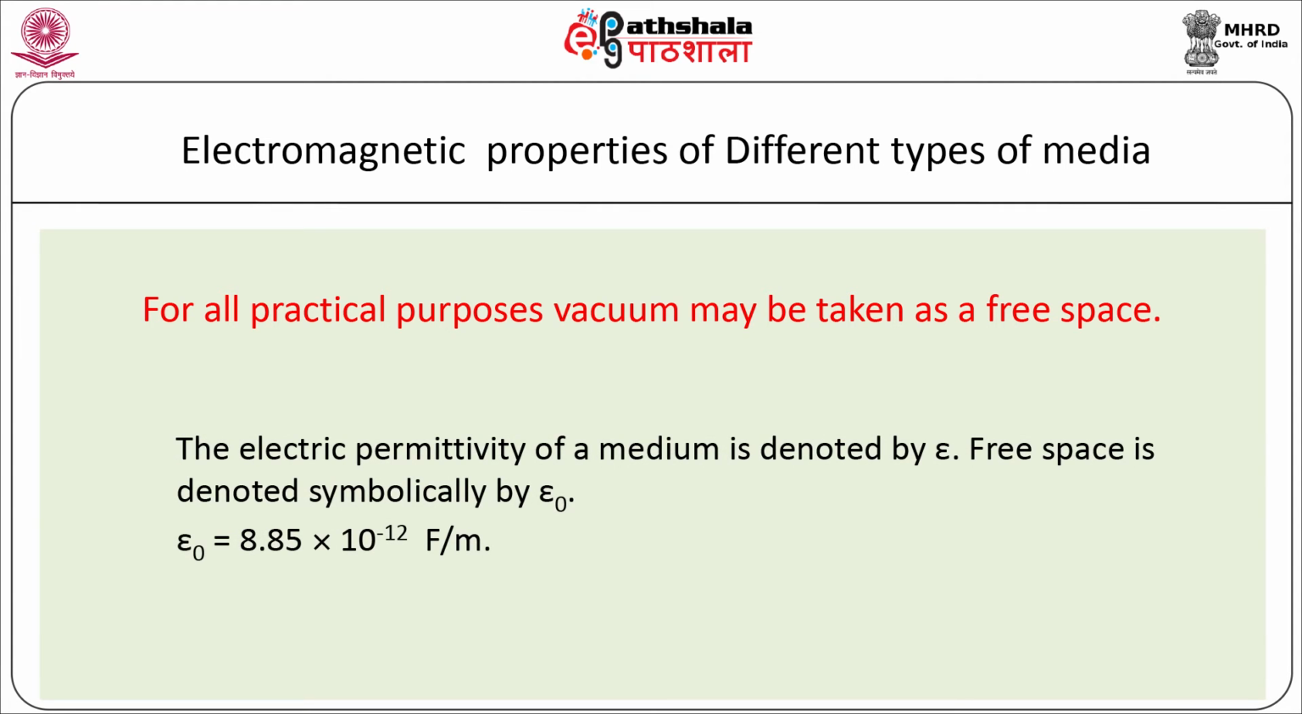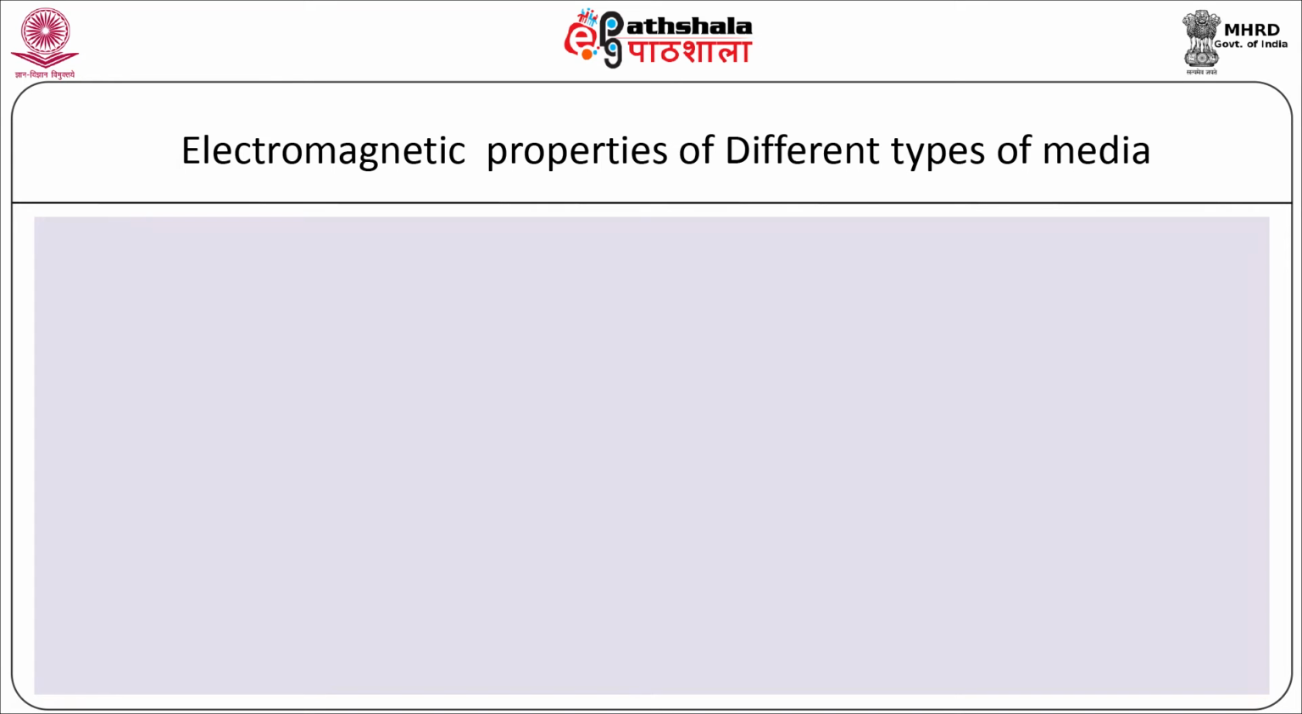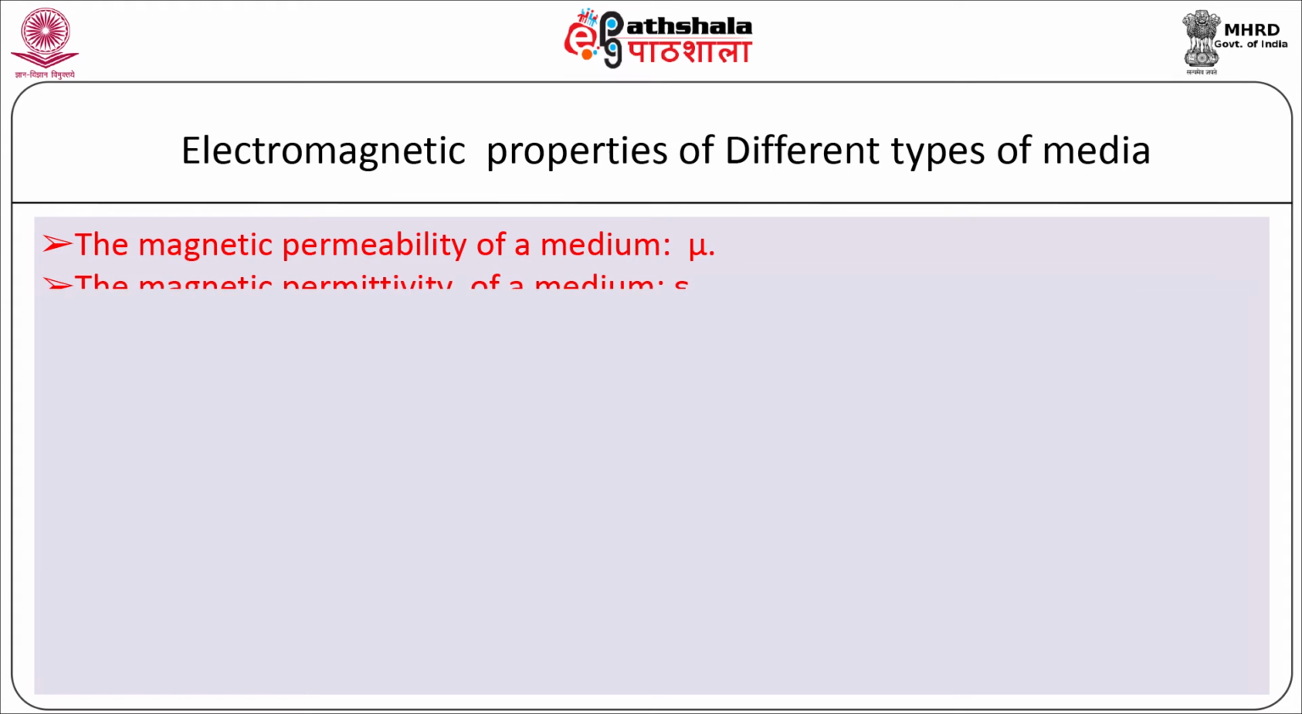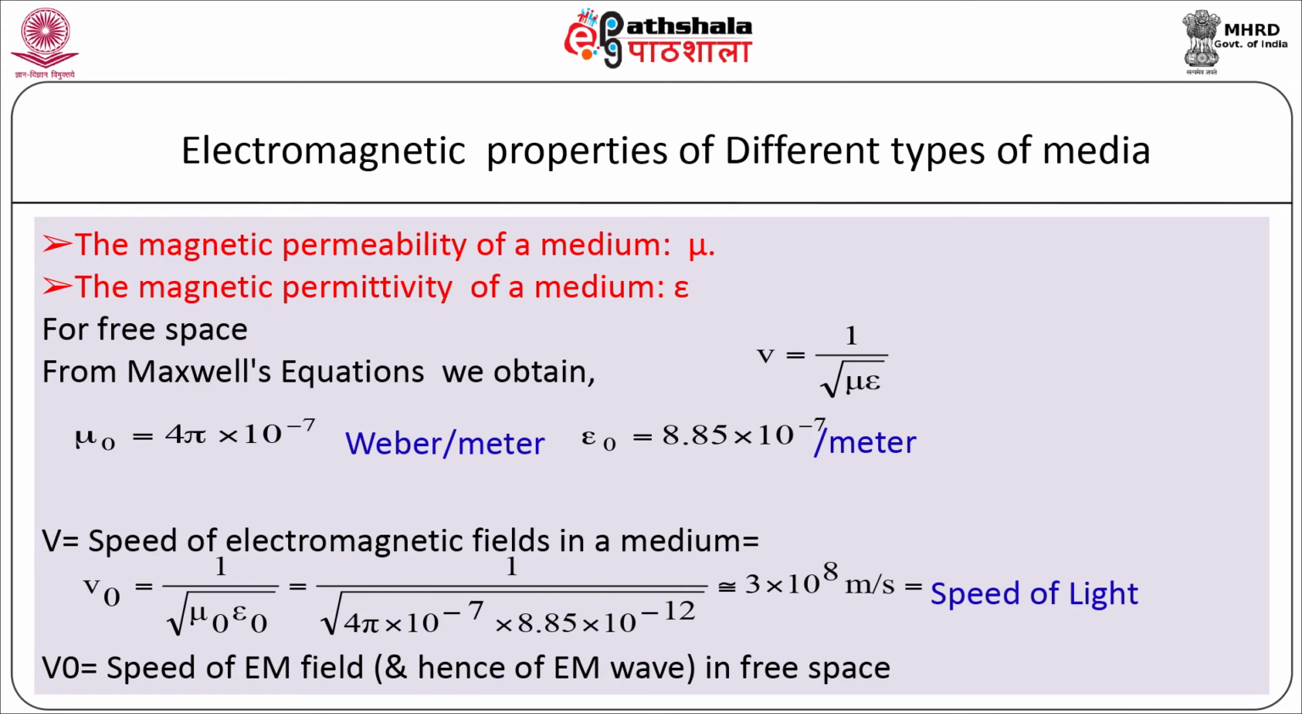The electric permittivity of a medium is denoted by epsilon, and the electric permittivity of free space is denoted symbolically by epsilon naught or epsilon 0, whose value is 8.85 into 10 raised to minus 12 farad per meter. The magnetic permeability of a medium is denoted by mu. The magnetic permeability of free space is symbolically represented by mu naught or mu 0 and has a value mu 0 equal to 4 pi into 10 raised to minus 7 Weber per meter. Iron, nickel, cobalt are examples of magnetic materials.